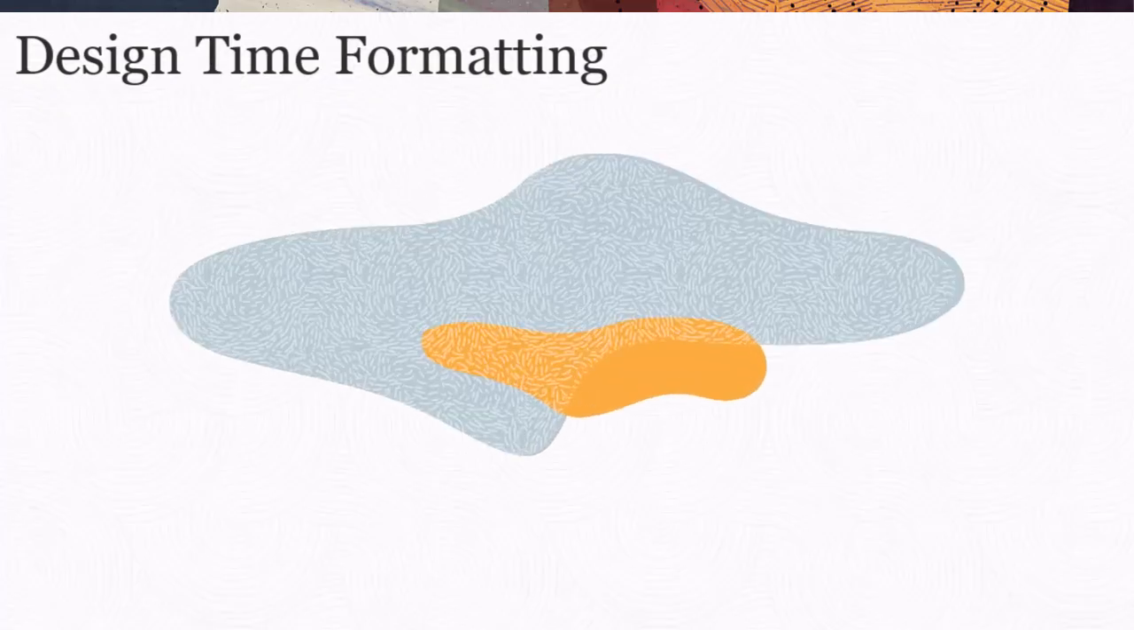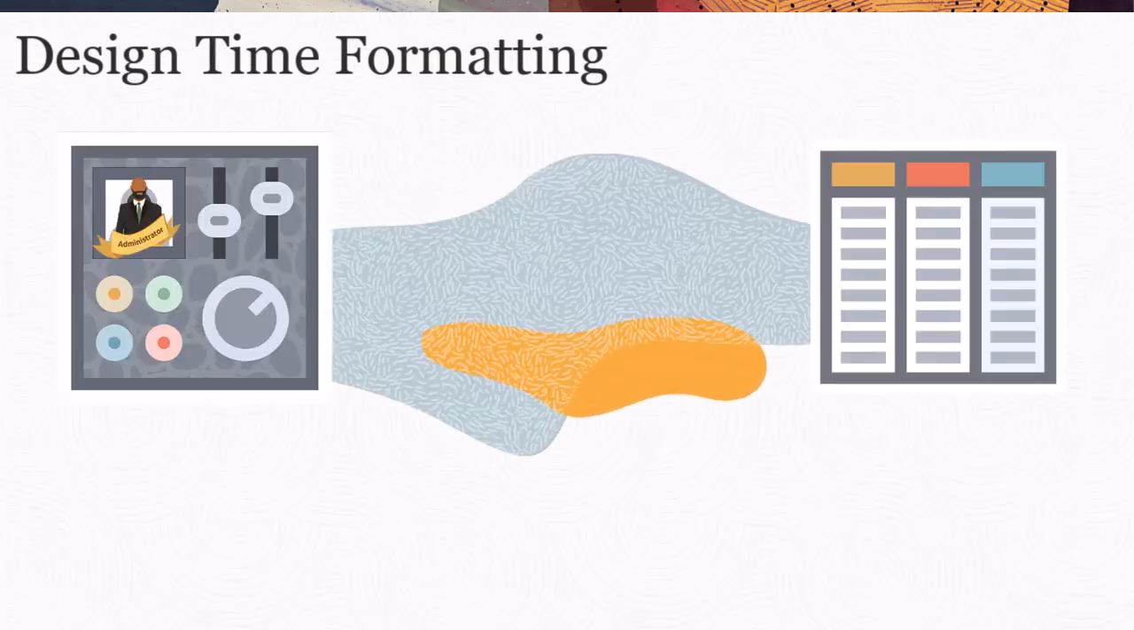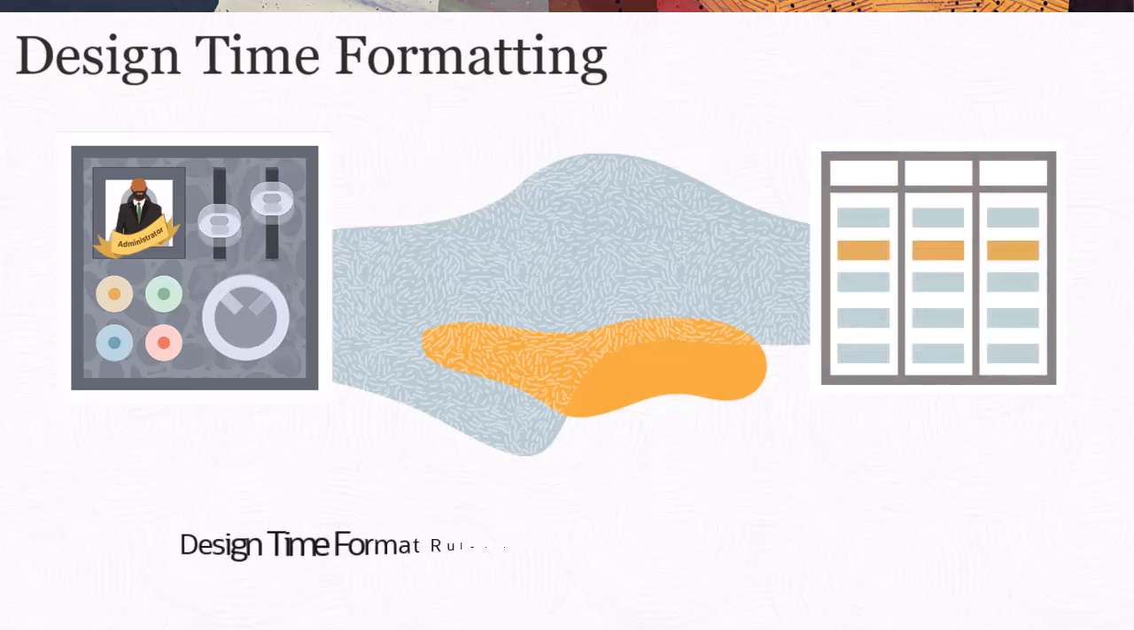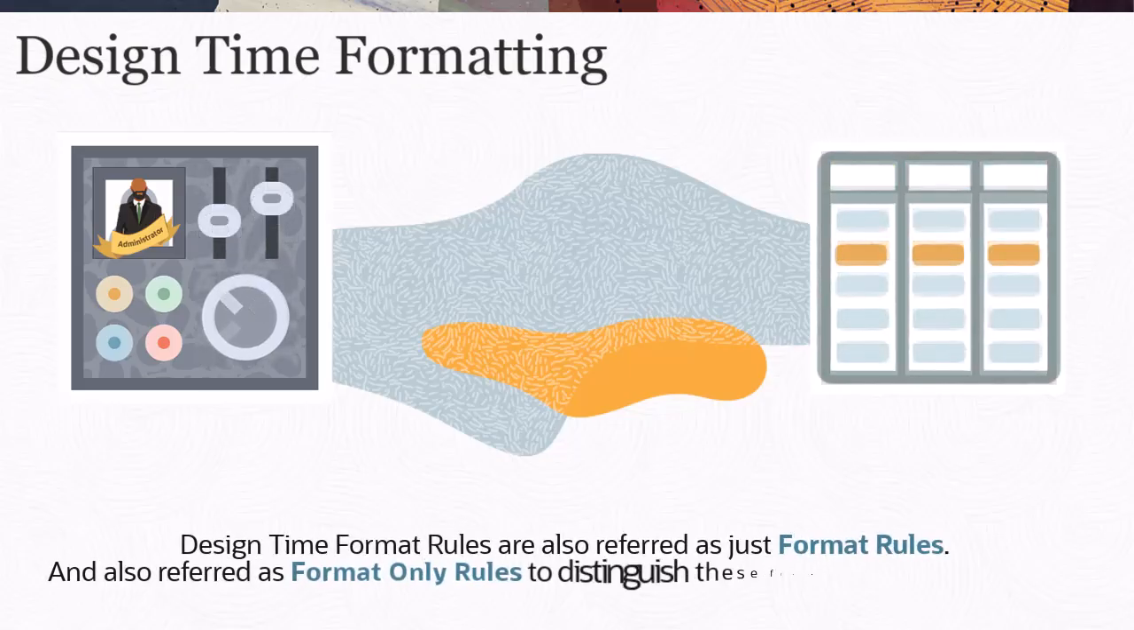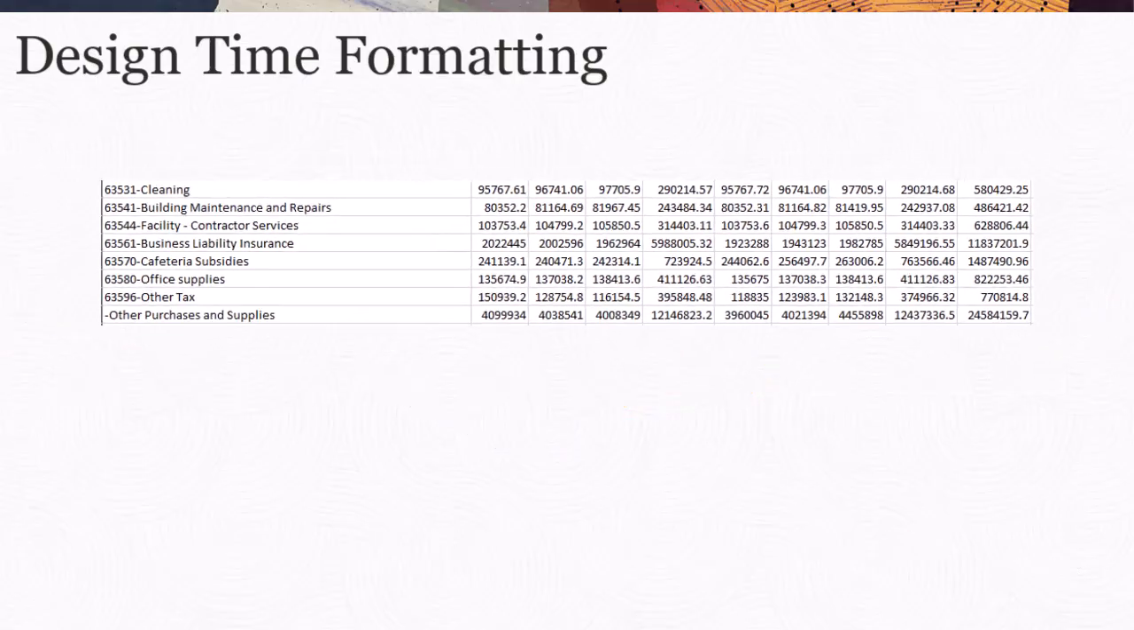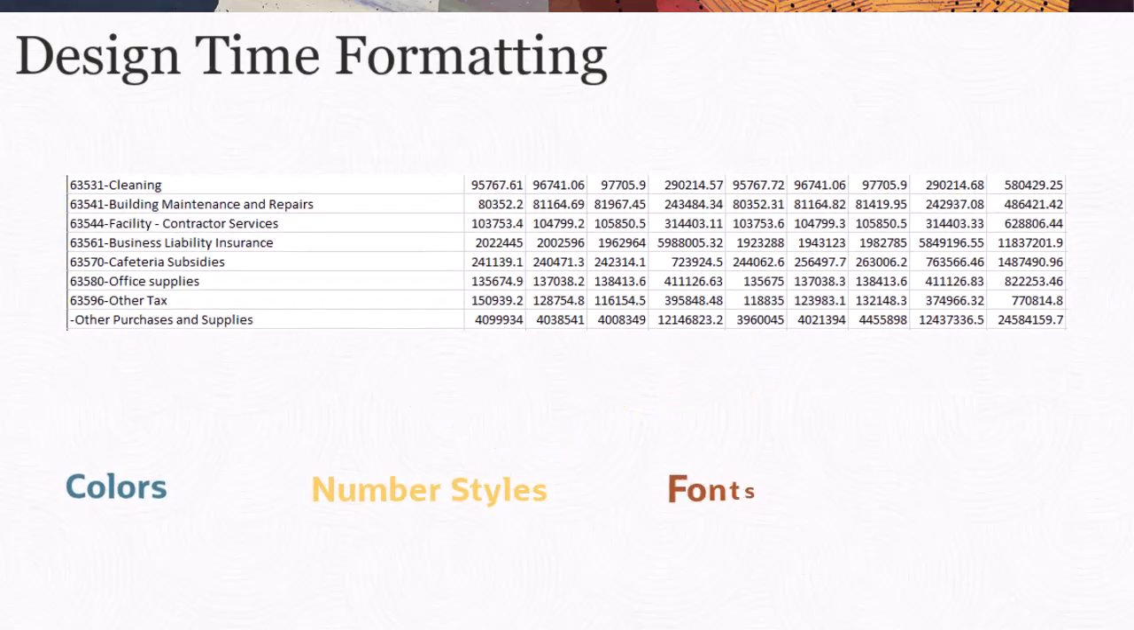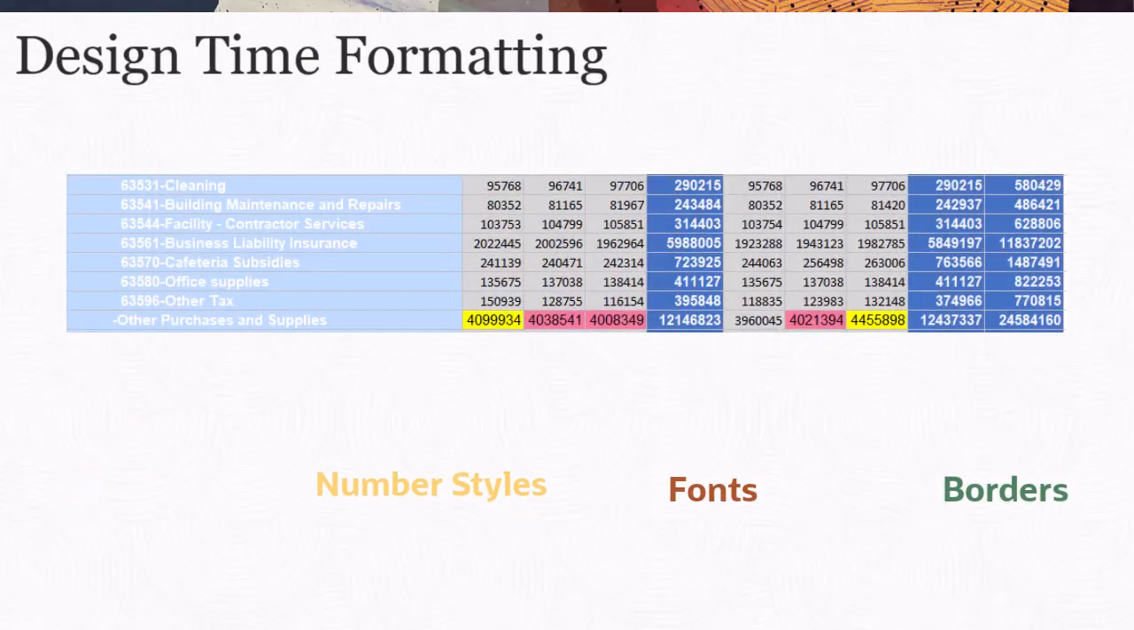Design time formatting lets service administrators set up format and validation rules directly on data forms from supported Oracle Cloud EPM business processes. Define colors, number styles, fonts, and borders. All these formatting styles persist when you open a form or ad hoc grid in Smart View.